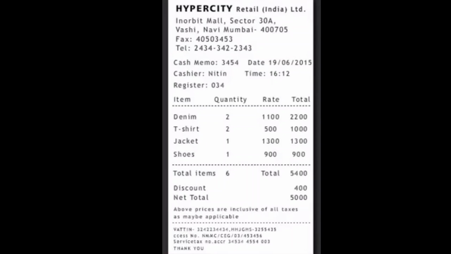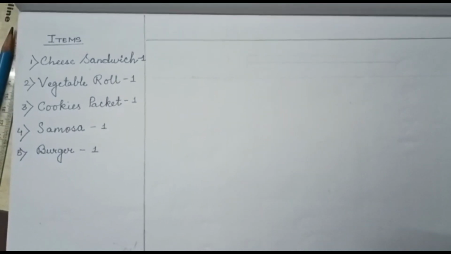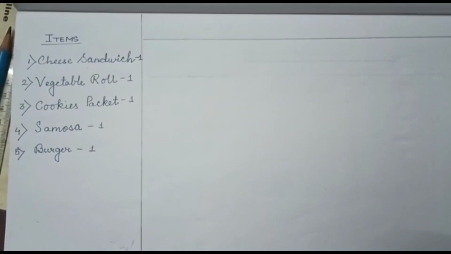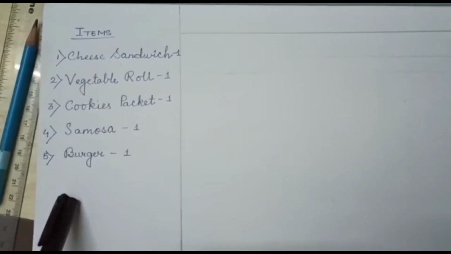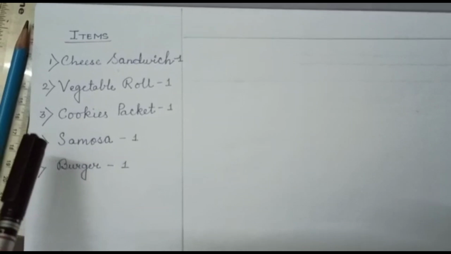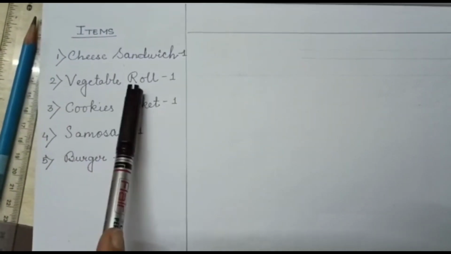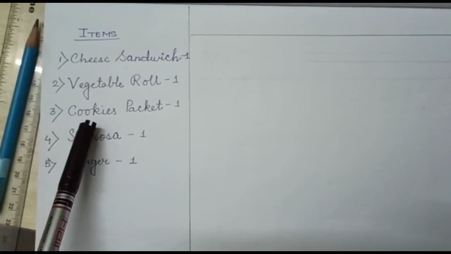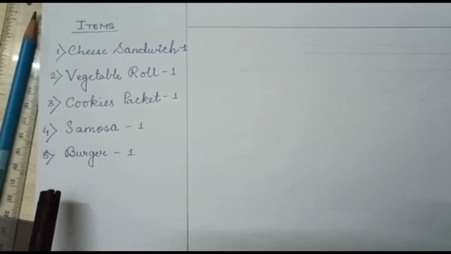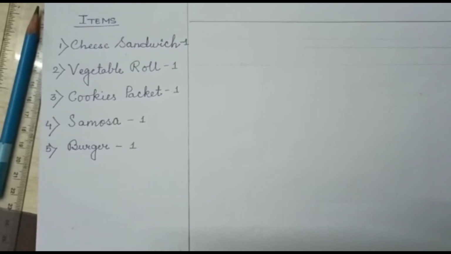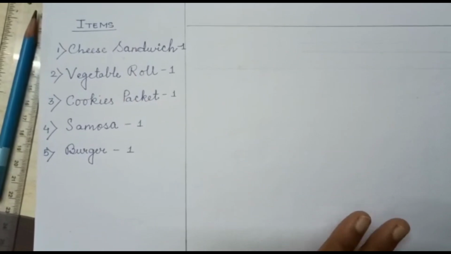Now let us see how to make a bill. So now in this part of this video, we are going to learn how to make a bill. Now suppose these items are given to you for making a bill. So what are the items? First let us see. Cheese sandwich 1, vegetable roll 1, cookies packet 1, samosa 1 and 1 burger. Okay, so these are the items for which you have to make a bill.